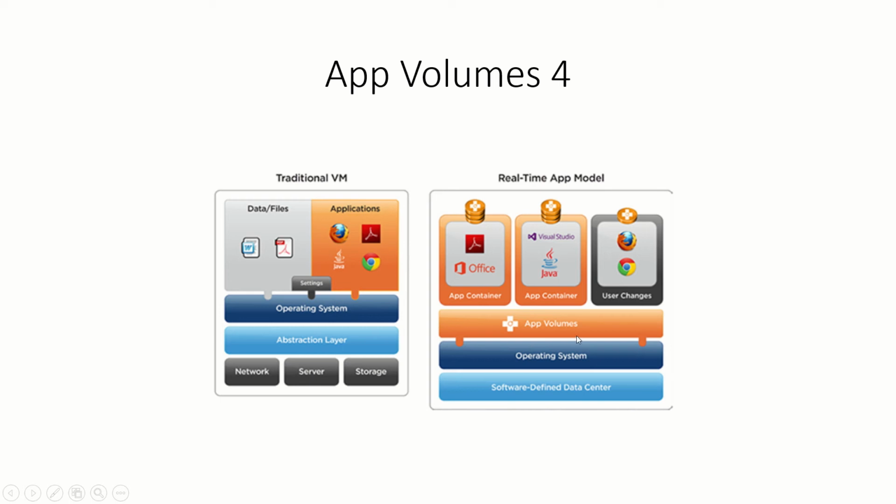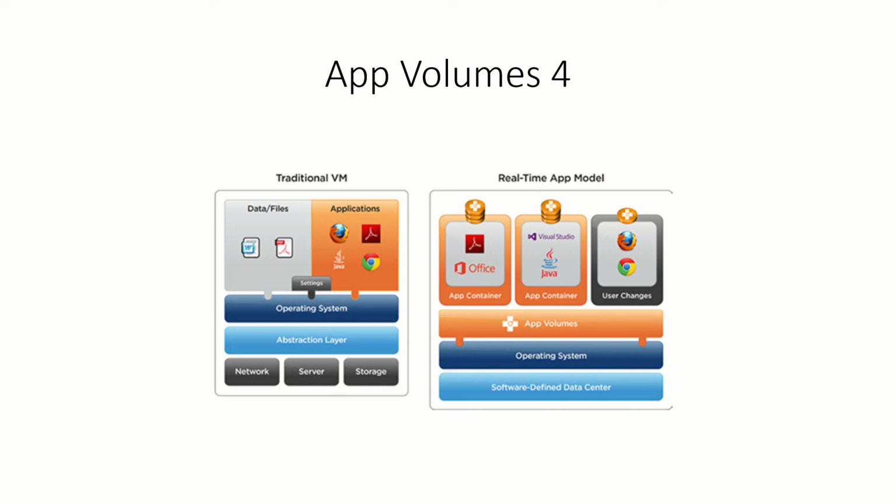In the real-time app model, we install an App Volumes Manager server and agent, and on the VM we won't be installing any applications. So the VM will be thin, with no need to install on all VMs, which will reduce the space consumption, and the performance of the VM will be faster.